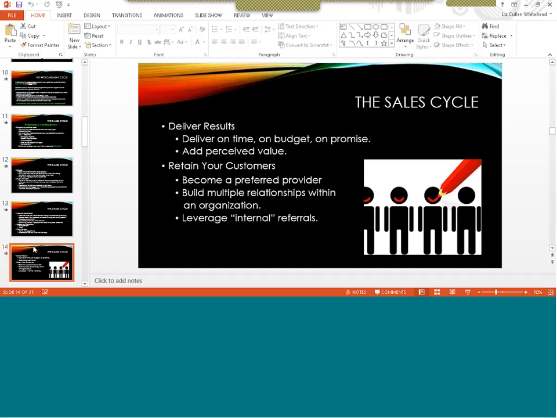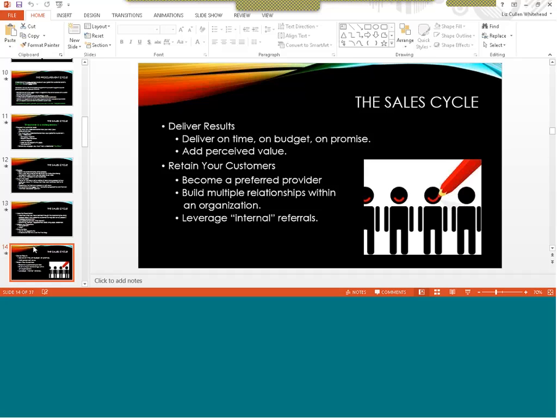As you all know, retaining customers is a lot easier than making a new customer because you don't have to go through everything we've talked about. You want to become a preferred provider. We can build multiple relationships within one organization. They're huge companies, so you want to be referred to different divisions within the company. And you can leverage these internal referrals.